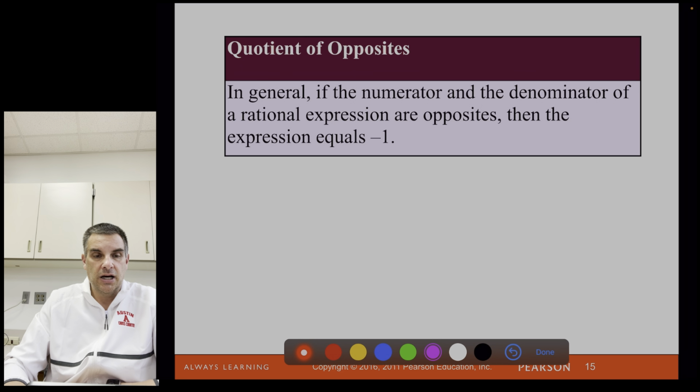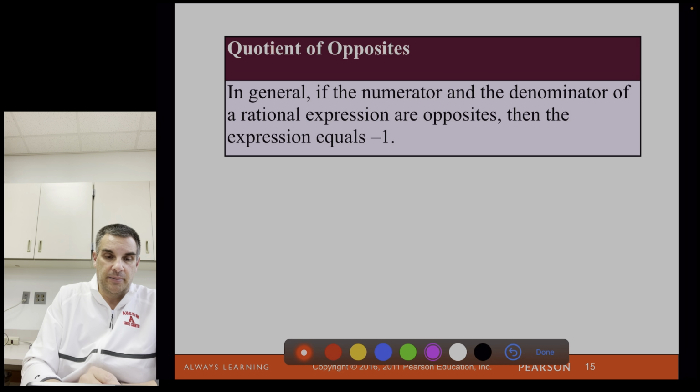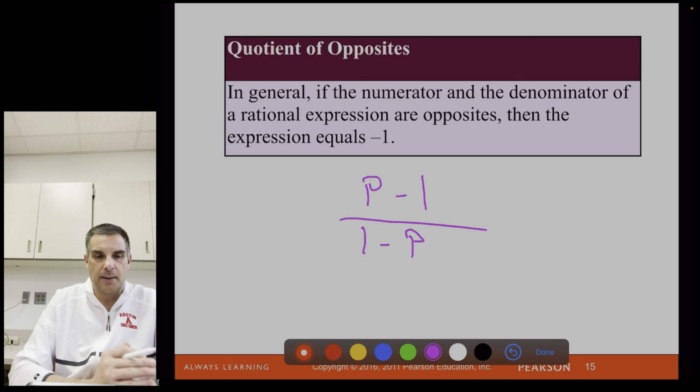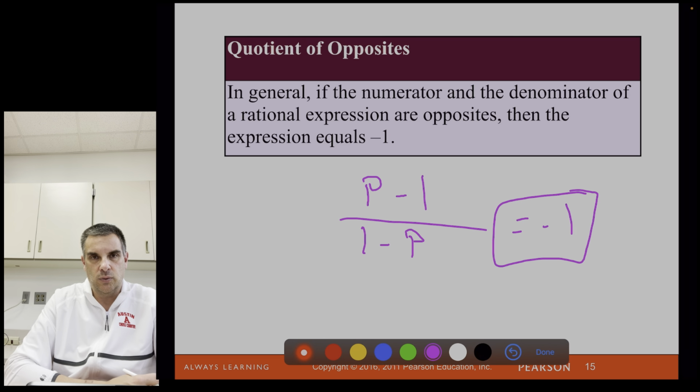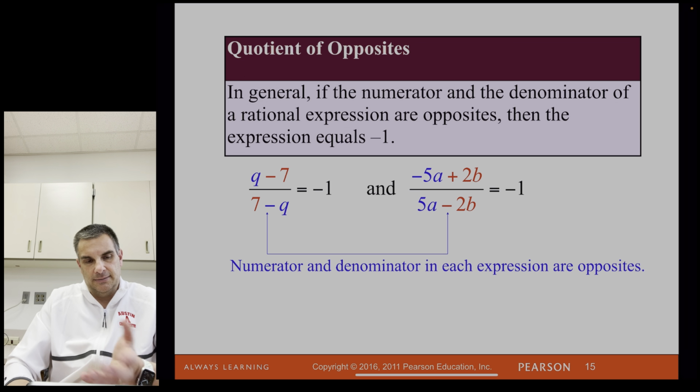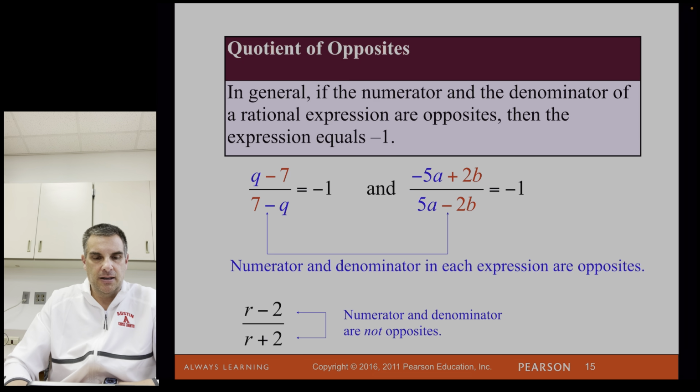Okay, so just kind of the quotient of opposites. So in general, if a numerator and a denominator of a rational expression are opposites, then the expression equals negative 1. So for example, if you had p minus 1 and 1 minus p, the numerator and the denominator are opposites of each other, so then this is going to equal negative 1. Okay? And it's kind of what they say in that one.